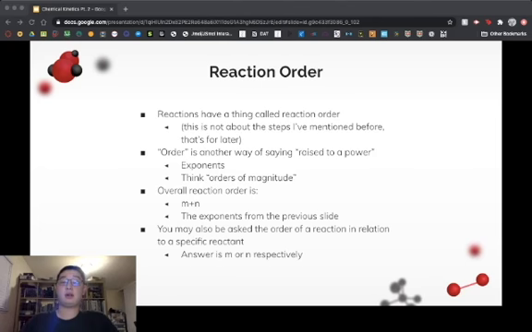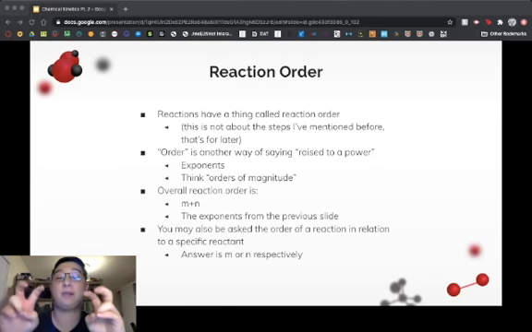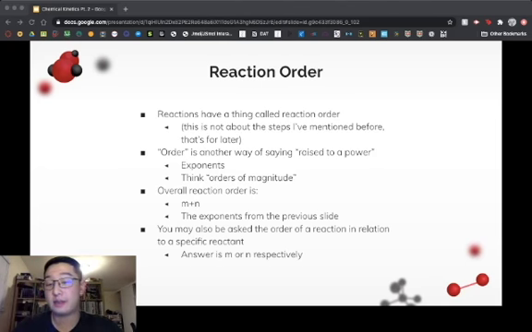Right, so now we're going to be talking a little bit about reaction order. Reactions have a thing called reaction order. And this is not about the steps that I've been talking about for quite a while now. Again, that's for like two videos from now. Order is actually just another way of saying raised to a power. So the exponents, m and n, are called reaction orders. And you can think of it kind of like orders of magnitude. That's a good way to remember it.